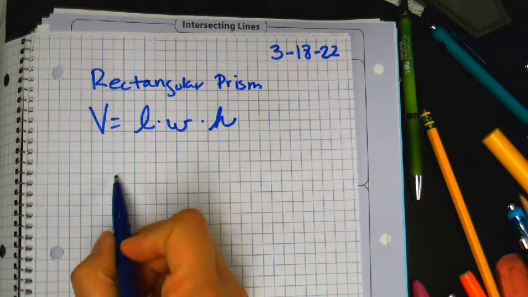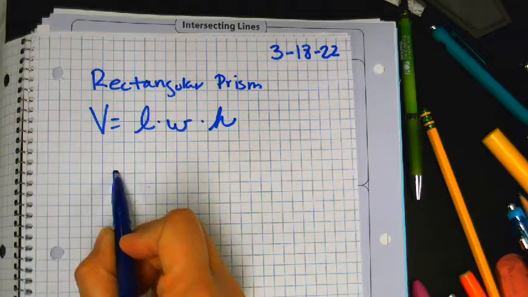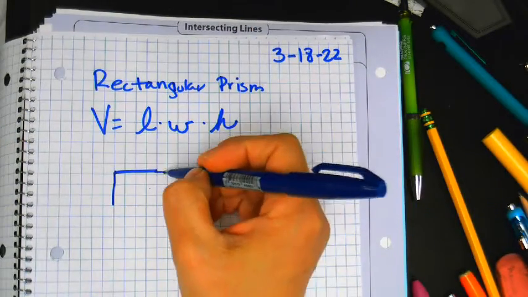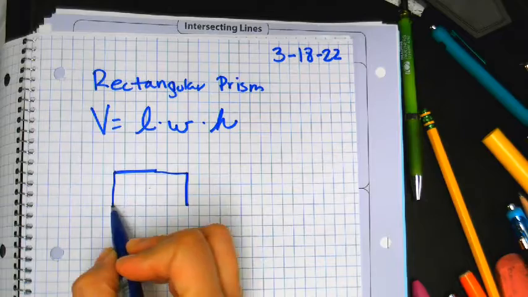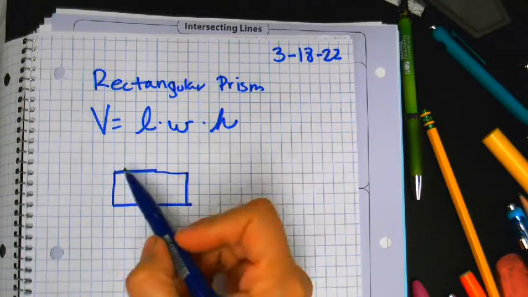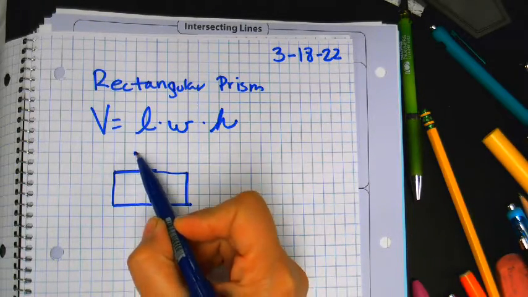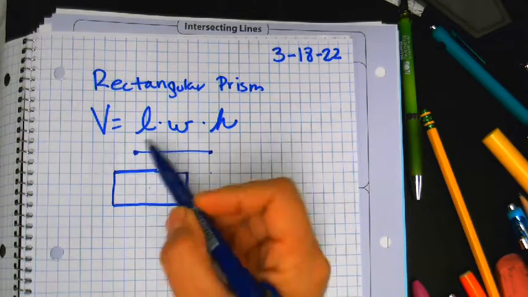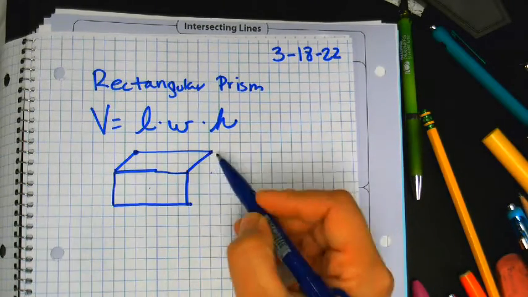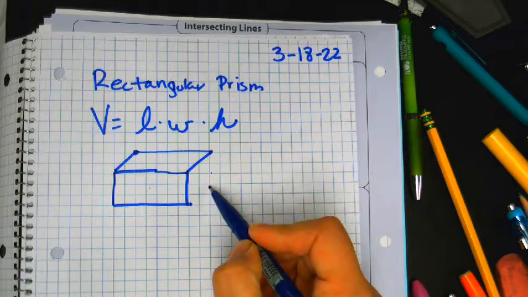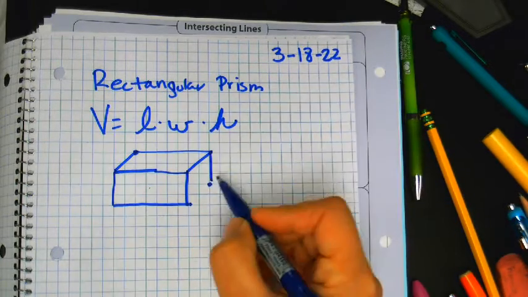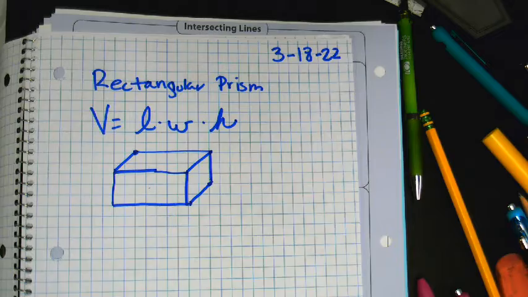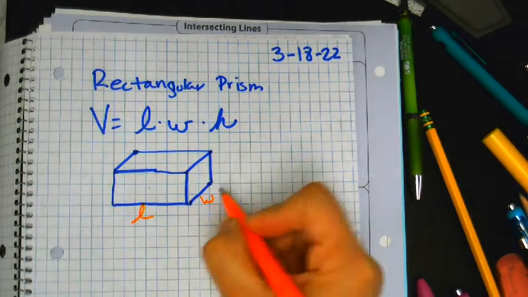So if I draw, what does the first word say? Rectangular. So here I have a rectangle. I make it 3D by going 2 squares over and 2 squares up. Connect those two lines. All right, so this is your length, width, and height.